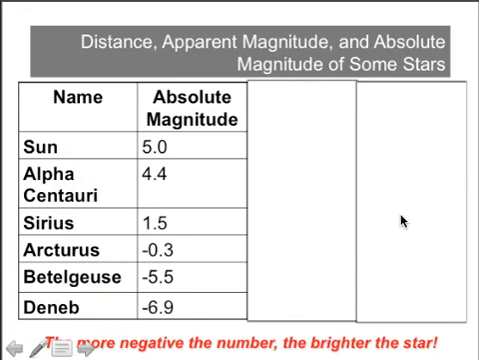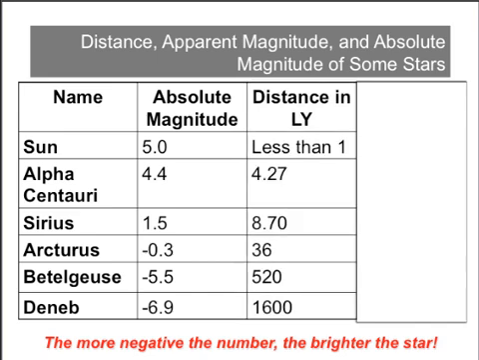Absolute magnitude is a measurement of how bright the star would be, regardless of its distance from us on Earth. The more negative the number, the brighter the star. So you can see on this chart that the Sun, compared to these other stars, is not the brightest. Deneb is a really bright star, as you can see, because its absolute magnitude is really negative. That's not how they look to us, though. The Sun is extremely close compared to the other stars. Deneb is really, really far away.